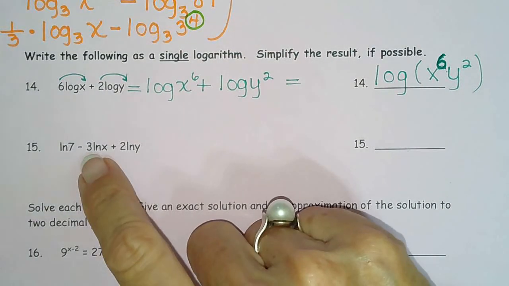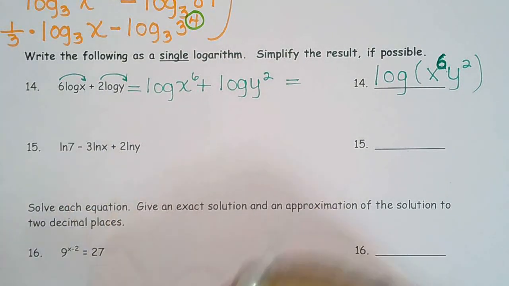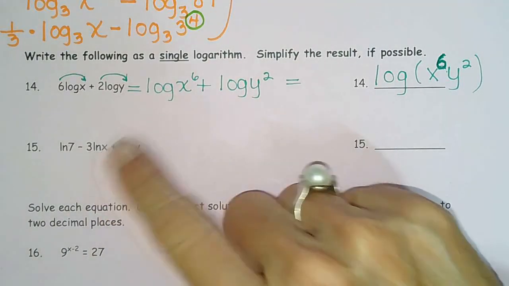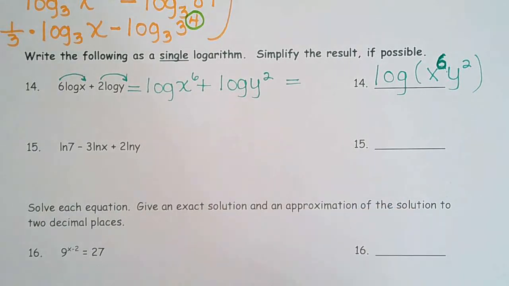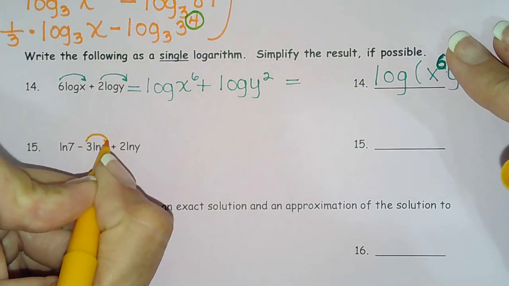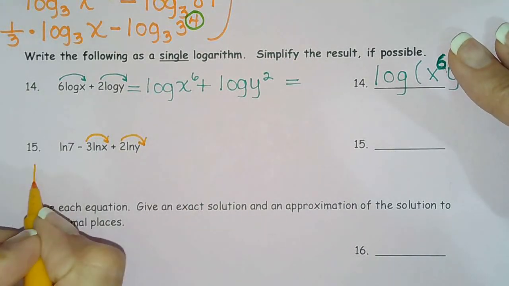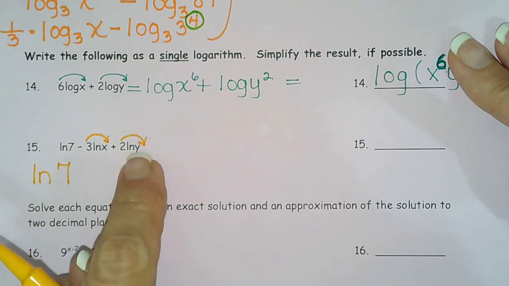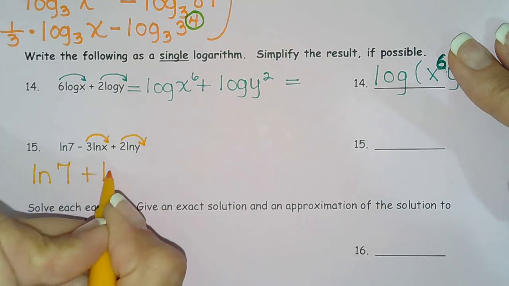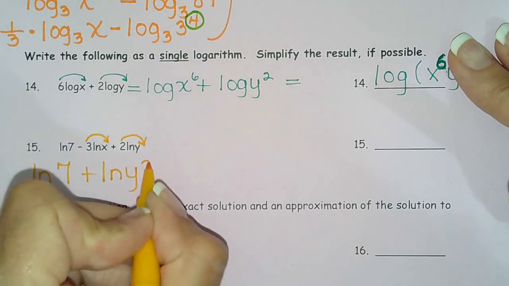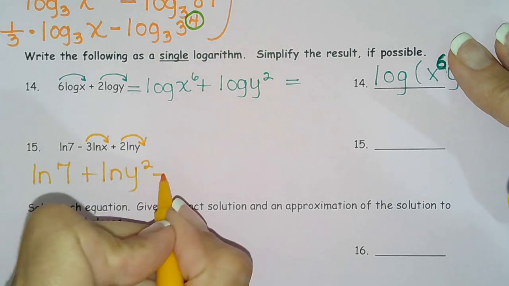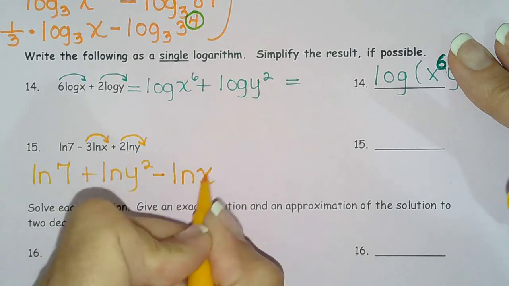And here I can see we have subtraction and we have addition. So what I like to do is if there's one subtraction, I like to put it at the end. So when I go to rewrite during this first step, I'm going to put it at the end just because we know it's going to go down to the denominator. So I just like listing it last. So we're going to have natural log of 7, and then plus natural log of y squared, and then minus natural log of x cubed.